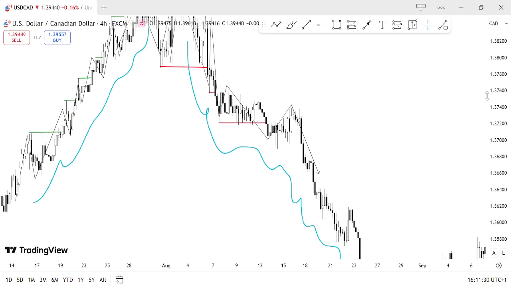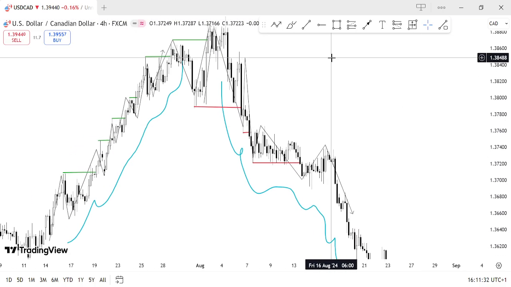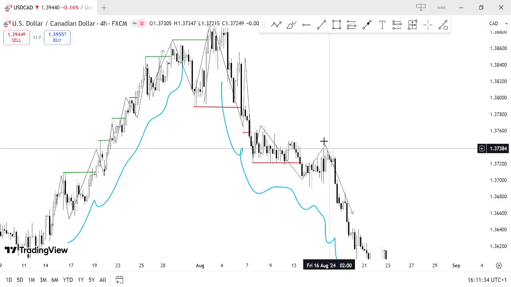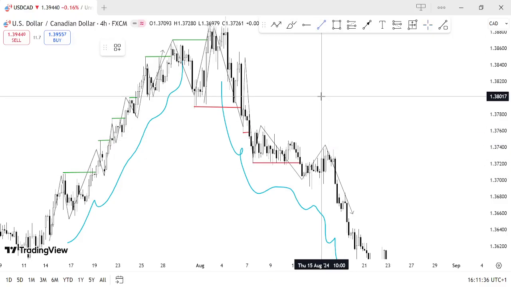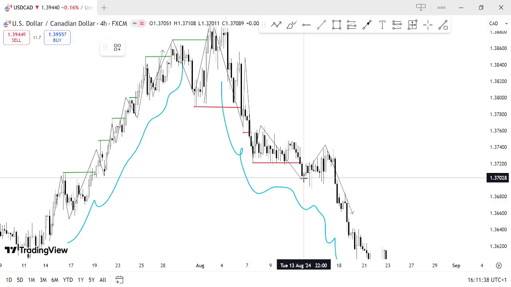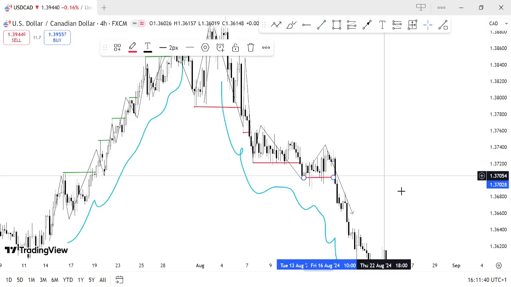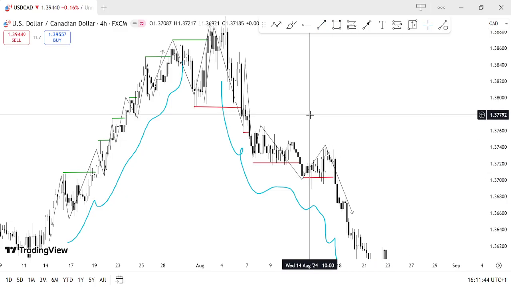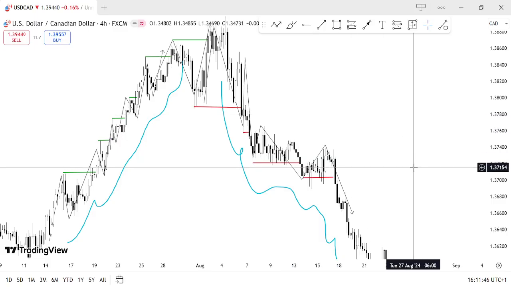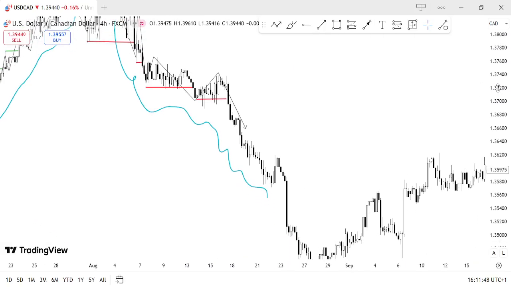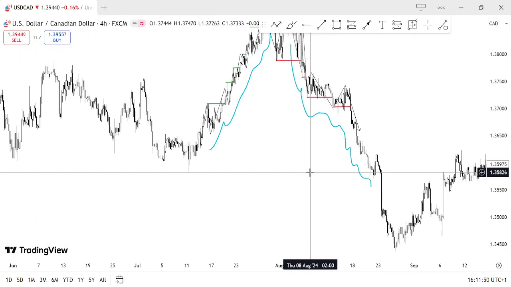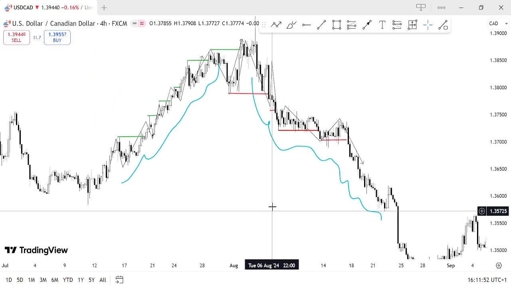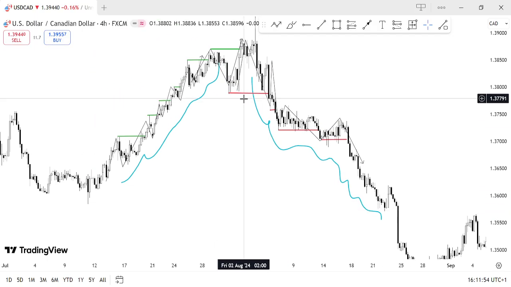To save time, I might not be marking everything out. You can see it breaking down, still on the downtrend. Okay, now that's what it is when we say there is a break of structure. This right here, we can mark it as a break of structure.